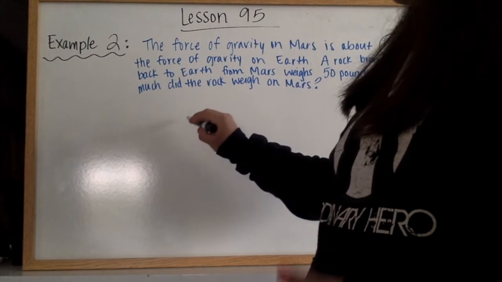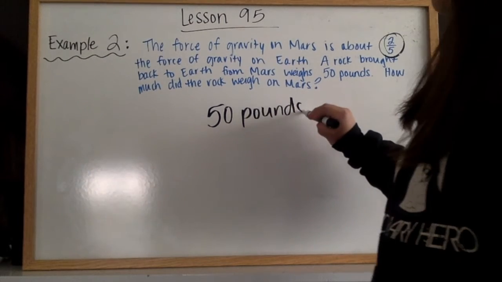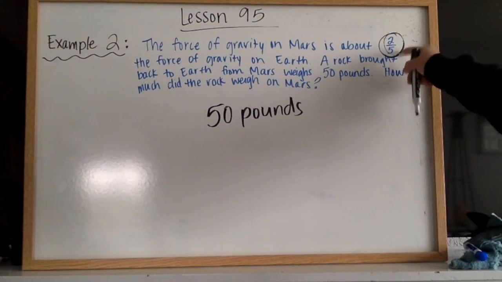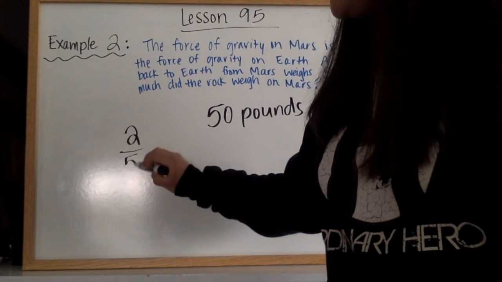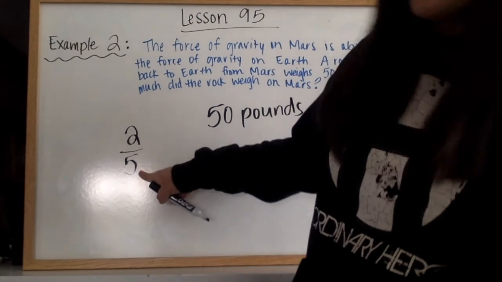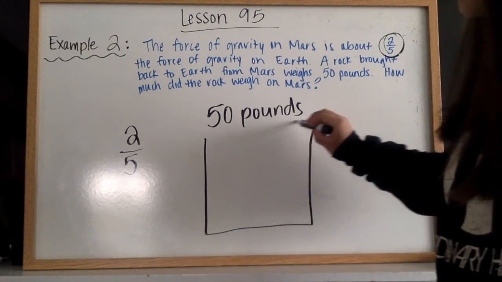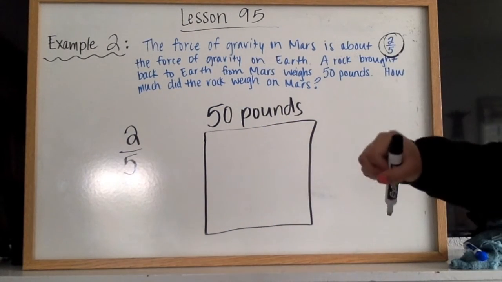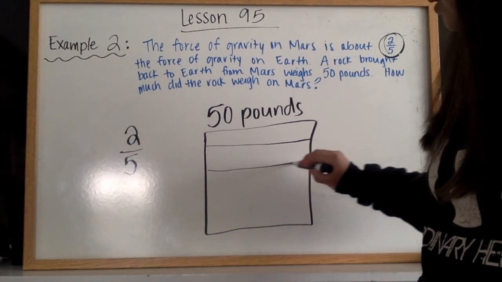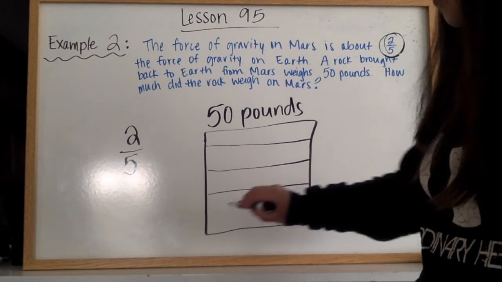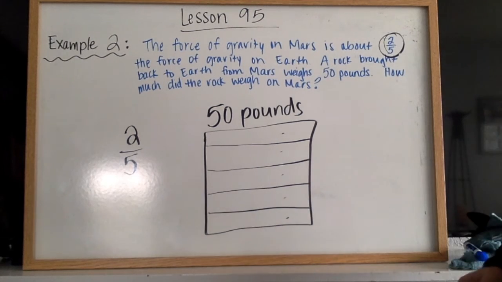So if right now it weighs 50 pounds, we are going to break it up into fifths, okay? Because if we look at the denominator here, we've got 5 equal parts. So I'm going to take this 50. And I'm first going to draw 5 equal parts as best as I can. Okay, 1, 2, 3, 4, 5 equal parts.